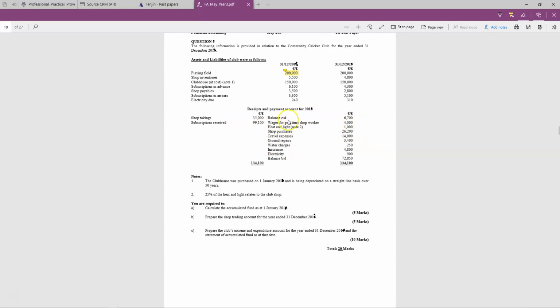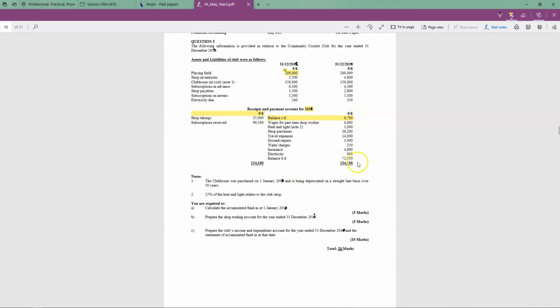So remember for our bank, our balance carried down in our bank here is on the credit side at the start of the year. So we just see here on our credit side we have a balance carried down of €6,700. So that is our bank balance, but on the credit side, which means it's a liability to us.